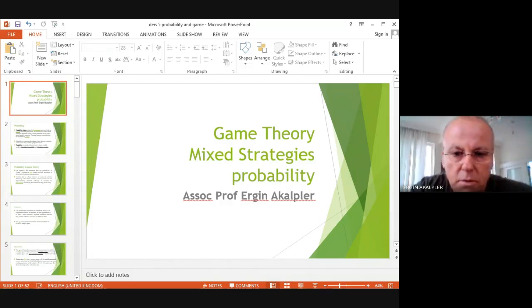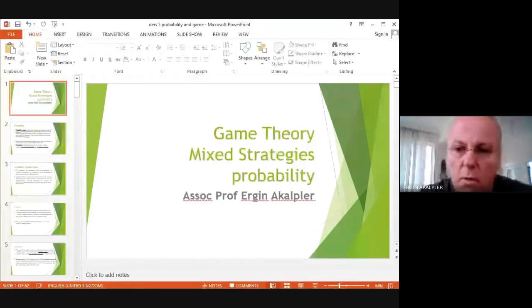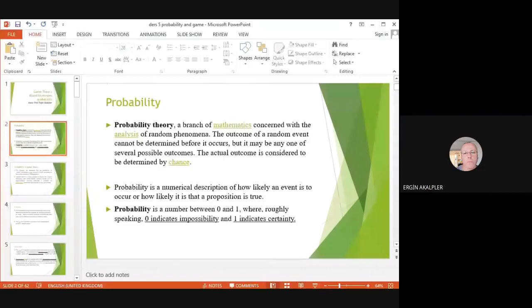Today I'm presenting game theory, mixed strategies, and probability. I am presenting this and will put it in the system, then you can follow from the recorded version. As you understand, the game theory is mostly concentrated on probability, which is very important in economics and of course in game theory. Probability is a branch of mathematics concerned with the analysis of random phenomena.